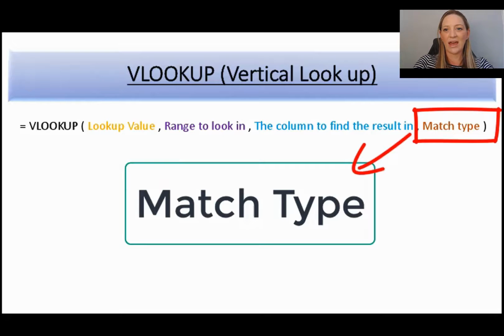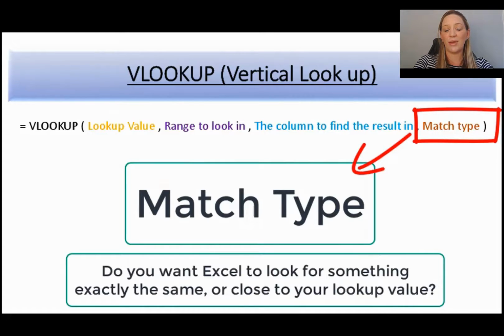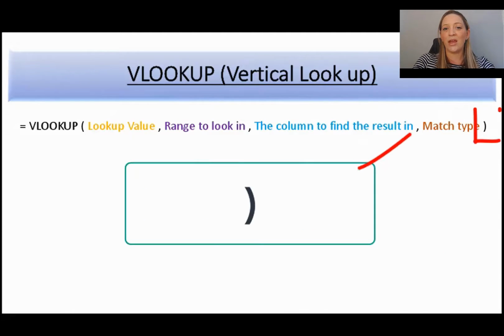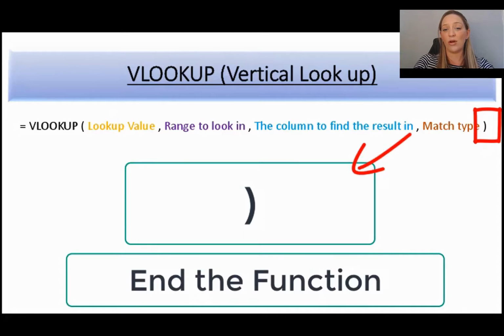And finally we have what's called match type. And this is telling Excel if you want it to look for something that's exactly the same as your Vlookup value, or something that's an approximate or close to match. Finally, we're going to use the close bracket to tell Excel that we've given it all the information, and we're going to end the function. So let's go back into Excel and we'll give it all the information we need to give us a correct result to this function.